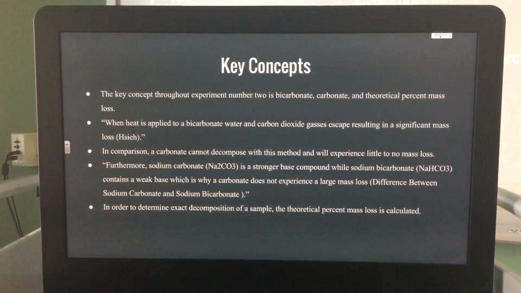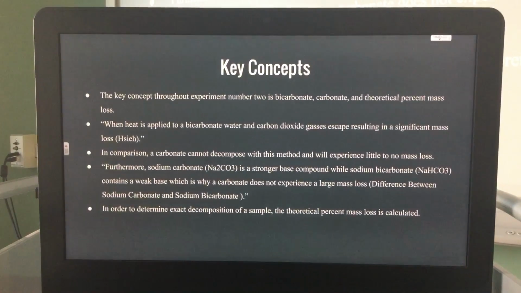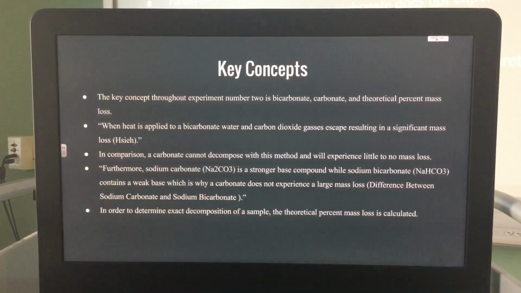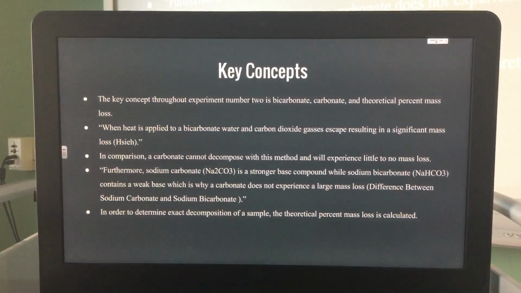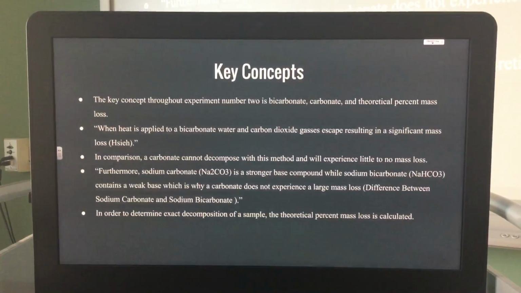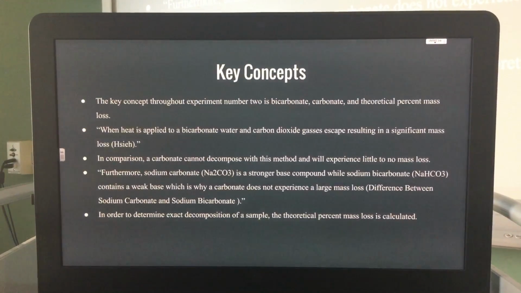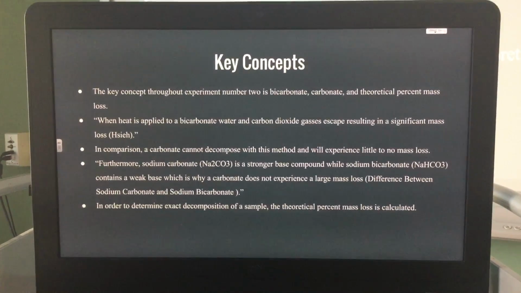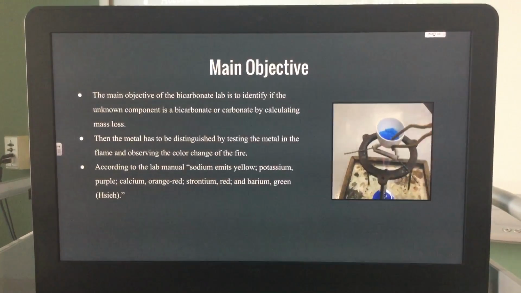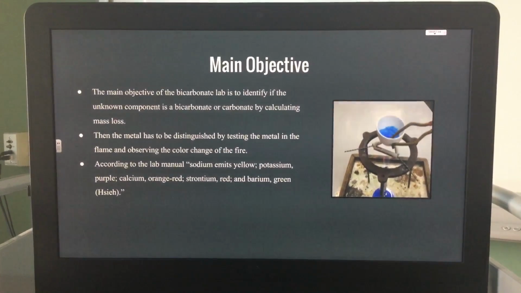Furthermore, sodium carbonate is a stronger base compound, while sodium bicarbonate contains a weak base, which is why a carbonate does not experience large mass loss. In order to determine exact decomposition of a sample, the theoretical percentage mass loss is calculated. The next presenter will be Kelly Reyes.